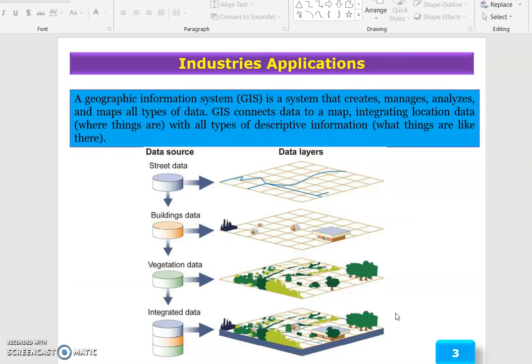Now the industry application of GIS. The Geographic Information System is a system that creates, manages, analyzes and maps all types of data. GIS connects data to a map, integrating location data, where things are, with all types of descriptive information, what things are like. See, the street data, building data, then vegetation data. The individual data we can store as integrated data in a database. So we can prepare the thematic map this way. This is one of the major demands nowadays from the industry point of view.